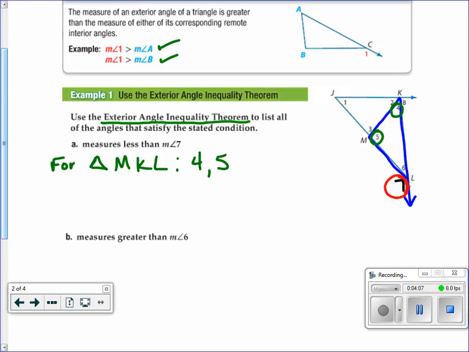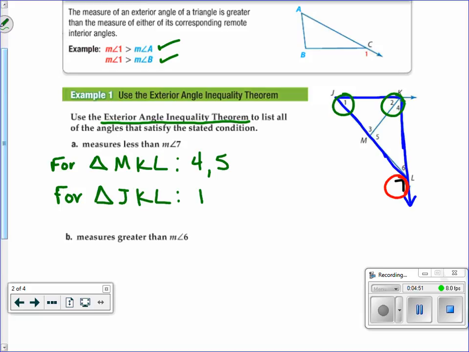Then we have a second triangle that angle 7 is associated with, and that would be triangle JKL. For triangle JKL, it has two remote interior angles that are associated to angle 7, and they are angle 1 and the one created by 2 and 4. So automatically 1 is going to be less than 7, but then we have to look at that 2 and 4. Well, 2 and 4 together are less than 7.